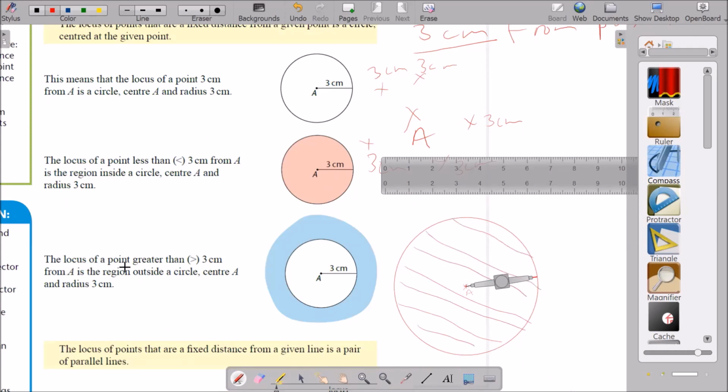The locus of a point greater than 3 centimeters from A is the region outside the circle. Anything outside the circle, if we pick a point out here, its distance from A is greater than 3 centimeters. It is more than 3 centimeters. 3 centimeters is up to this circle. Anything outside, we can shade. Anything outside is a set of points that are greater than 3 centimeters from point A.